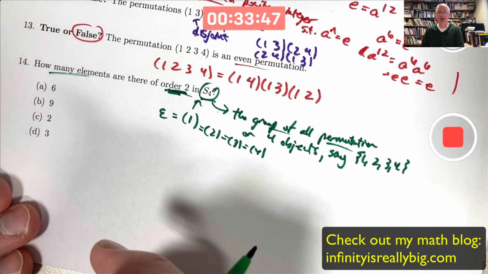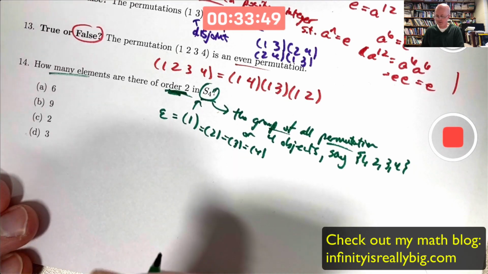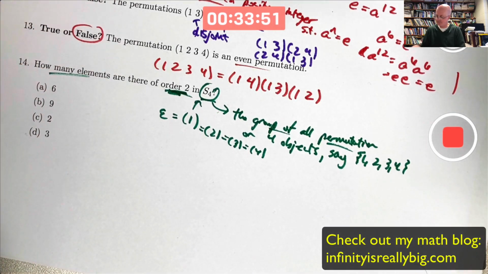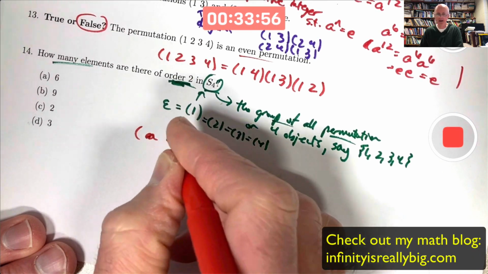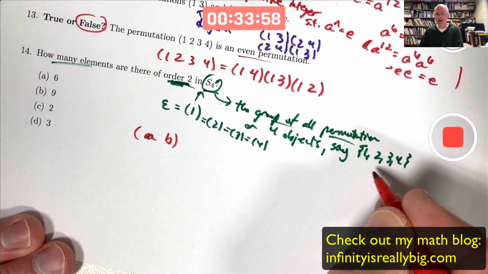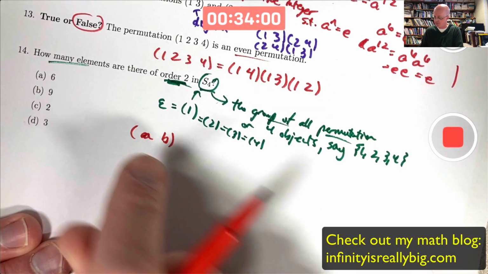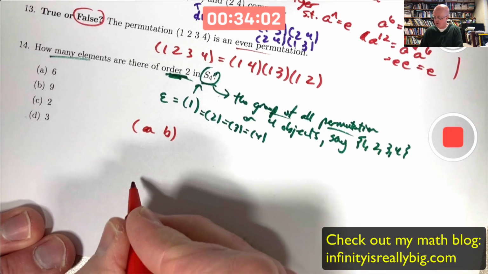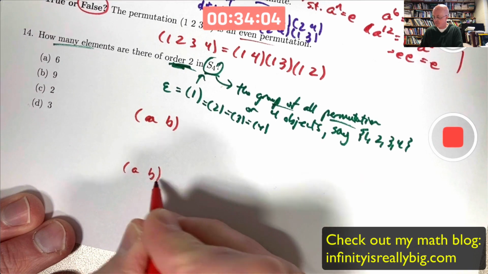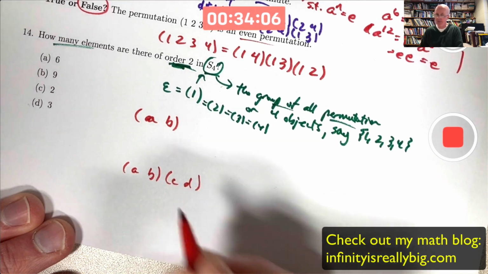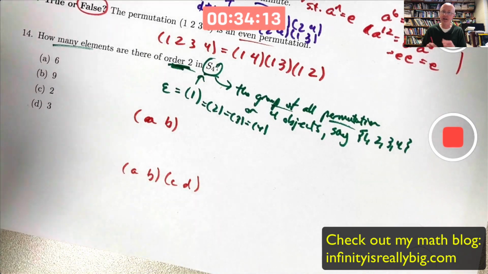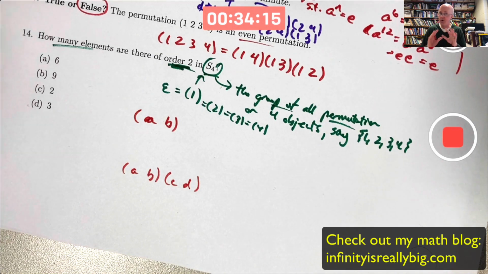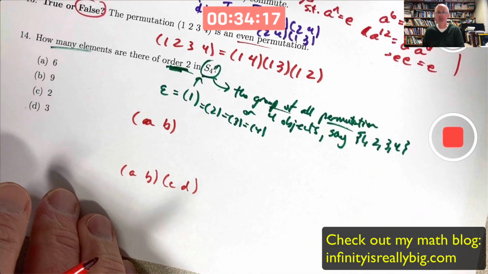How can you have an element of order 2 in S4? There are 2 ways it can happen. It could either be a 2 cycle, (A B), where A and B are numbers 1 through 4, and they're different numbers, or a product of 2 disjoint 2 cycles. Those are the ways to get elements of order 2 in S4. There are also elements of order 3 and order 4, but we're not talking about those kinds of elements in S4.